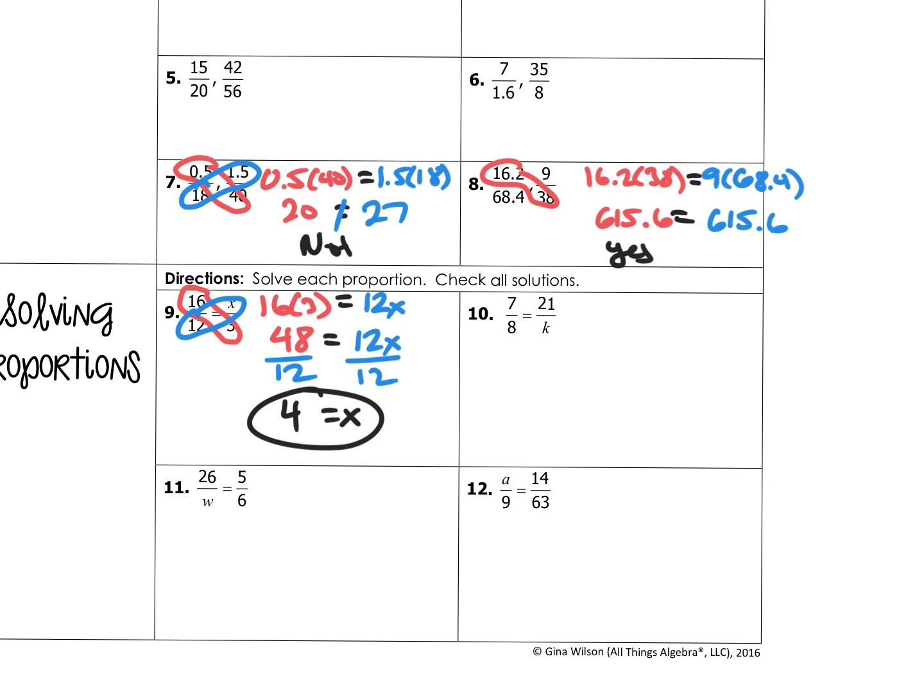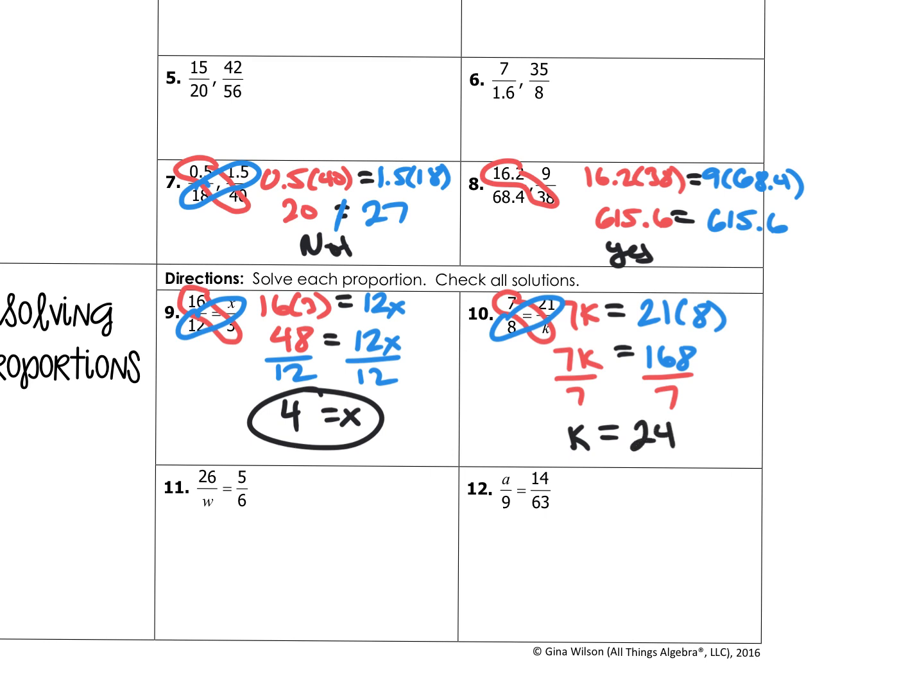All right, so let's try another one. Let's just do number 10. On this one, I'm going to do 7 times k has to equal 21 times 8. So we're going to keep 7k because we don't know what k is yet. And then 21 times 8 gives us a value of 168. I'm going to divide both sides by 7. So our coefficient is 1, and now k is equal to 24.